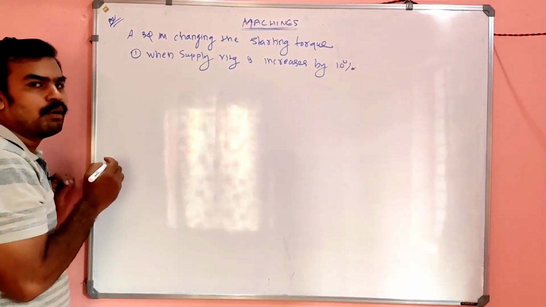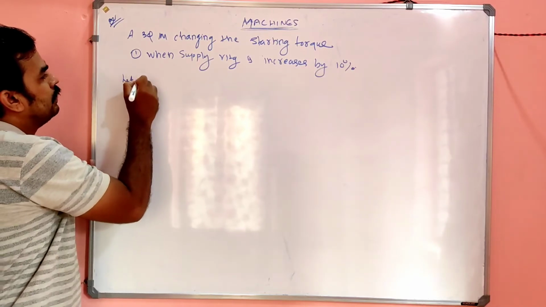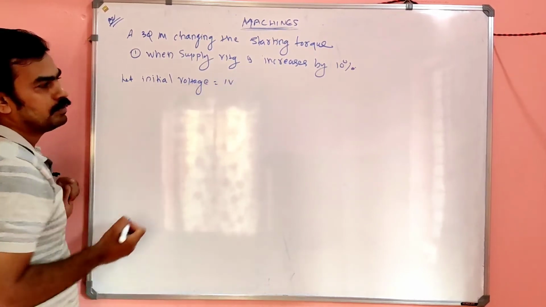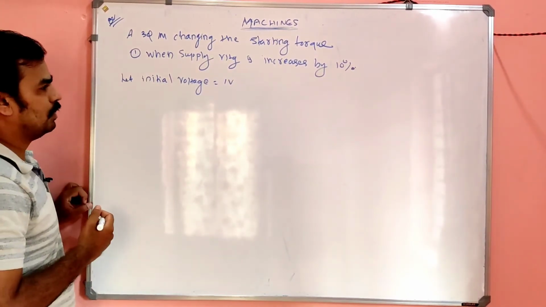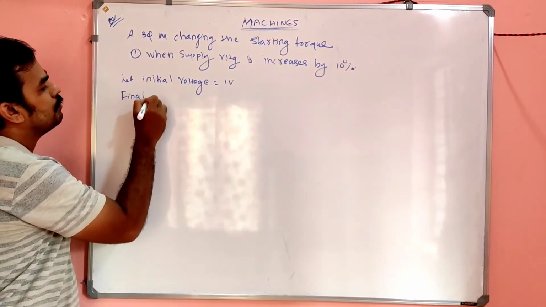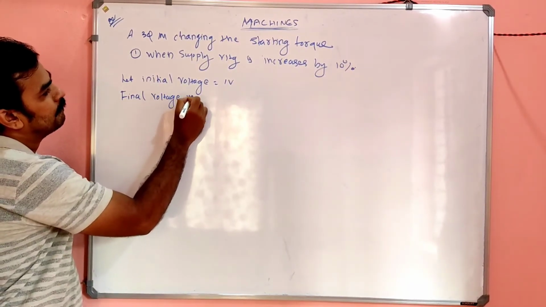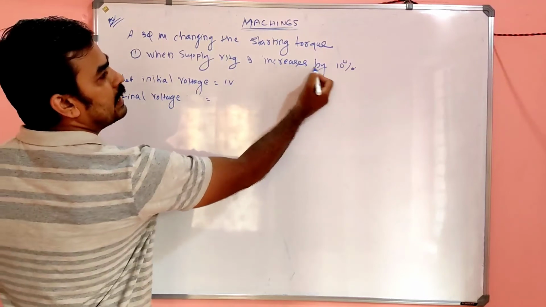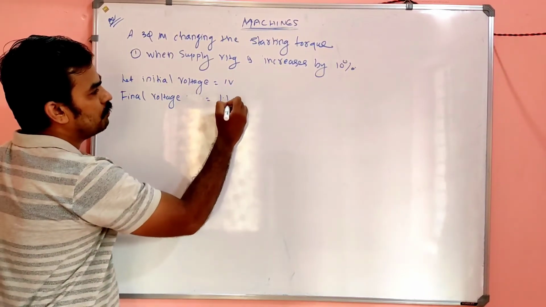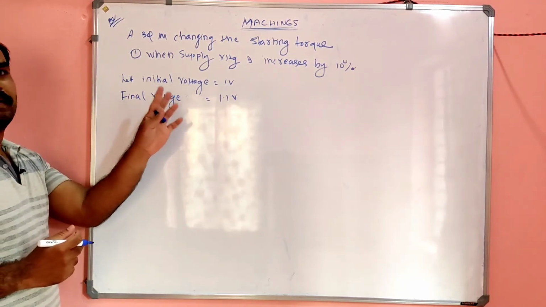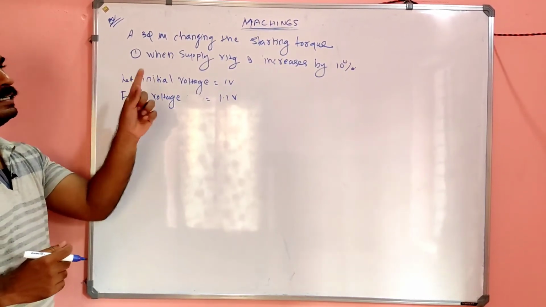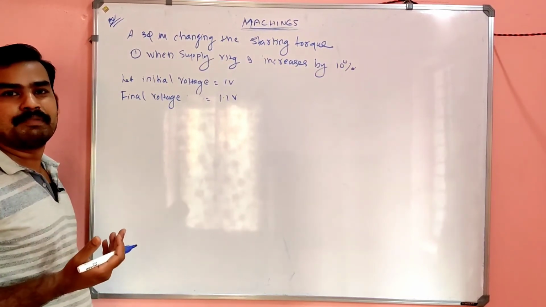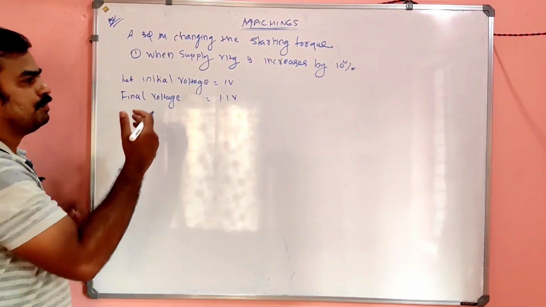How can we go for the answer? Let the initial voltage be 1 volt. Anyway, you can assume the initial voltage to be 1 volt, and the final voltage will be, increased by 10%, 1.1 volt. Am I correct? In terms of percentage, what is the 10% increment of 1? It is 0.1, correct? So it will be 1.1.